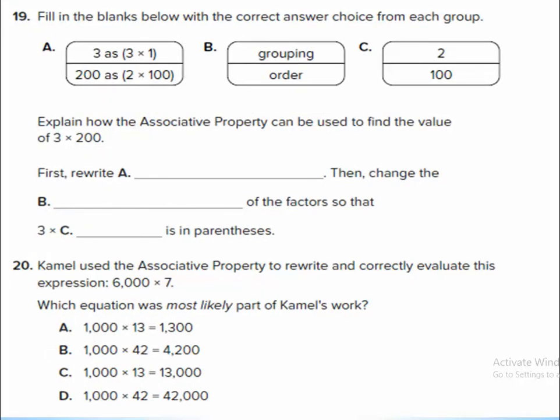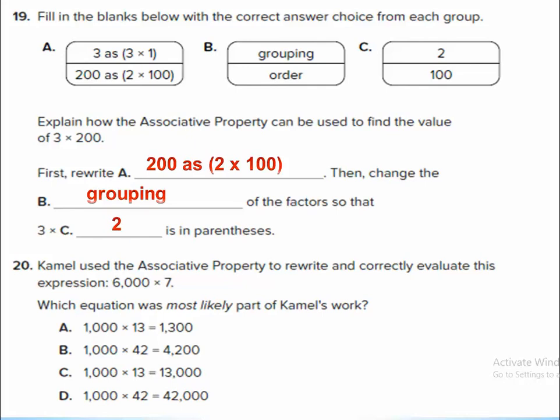Fill in the blank below with the correct answer choice from each group. Okay, explain how the associative property can be used to find the value of 3 times 200. We know that from the explanation we must decompose 200 to be 2 times 100. It will be 200 as 2 times 100. Then change the grouping of the factors, so it will be 3 times 2. Okay.